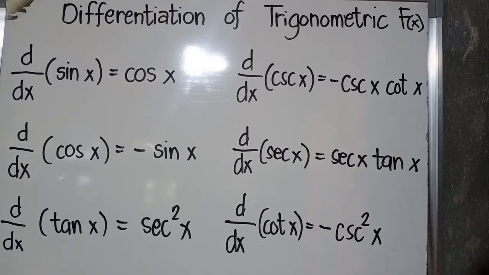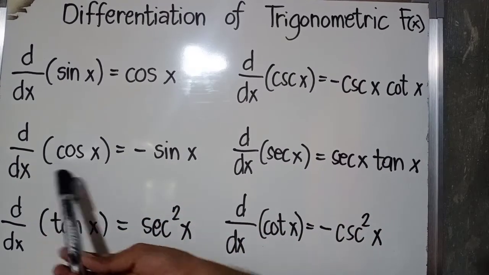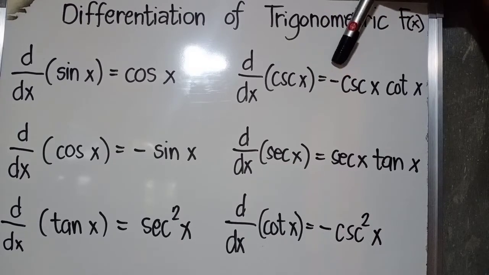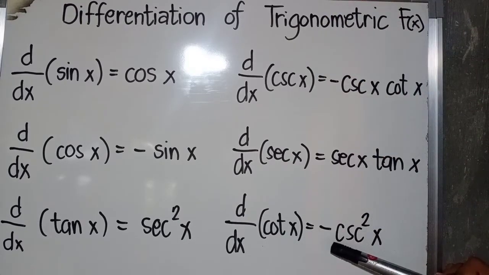So I will be giving you 4 techniques on how to remember them and be familiar with them without really memorizing. So first one is, take note that if the trigonometric function starts with the letter C, its derivative is negative. So for example, cosine starts with C, so its derivative is negative sine. Second is the cosecant, and last one is the cotangent. So that's the first one. If it starts with the letter C, its derivative is a negative value.